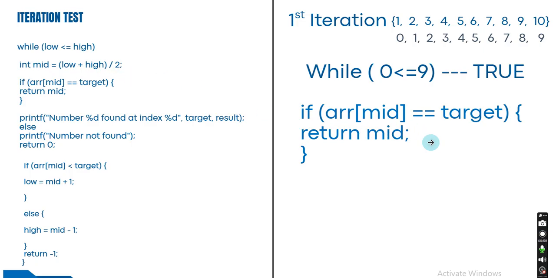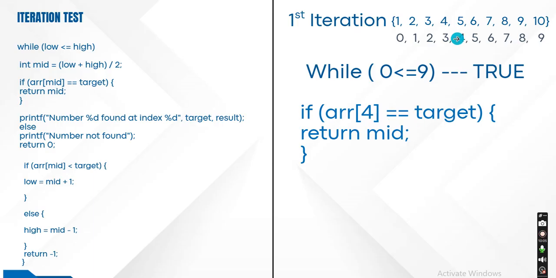So therefore we can rewrite this if statement to be if array of index 4 is equals to target. What is the array of index 4? These are my indexes here. That element is 5. Now let's say our target is 7. Let's use 7 for our target.